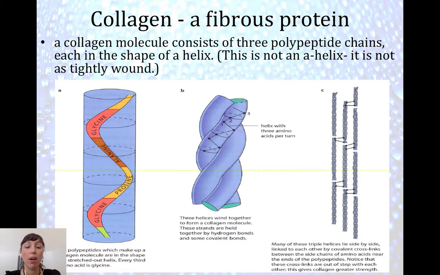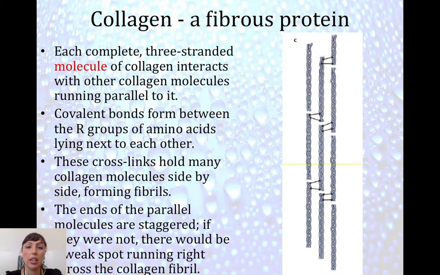A collagen molecule consists of 3 polypeptide chains, each in the shape of a helix. So this itself is not a helix, it's not as tightly wound. So let me show you. Okay, so each complete 3-stranded molecule of collagen interacts with other collagen molecules running parallel to it. Covalent bonds form between the R groups of amino acids lying next to each other, which you can see. These are covalent bonds between R groups.